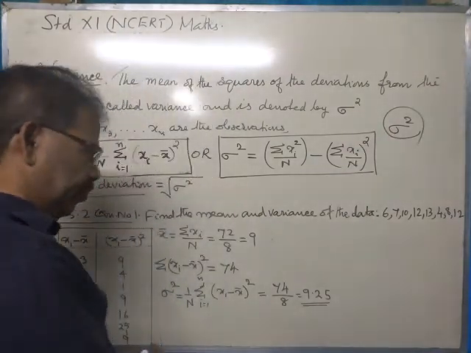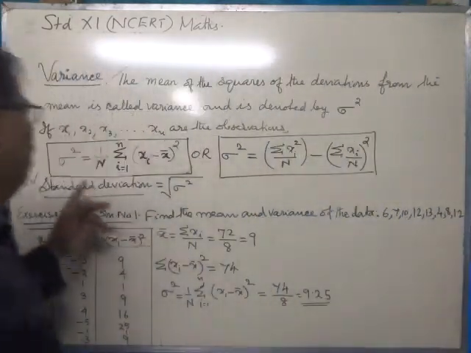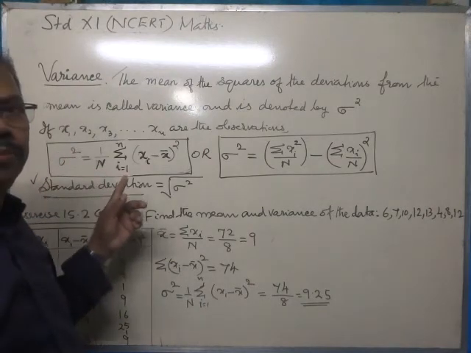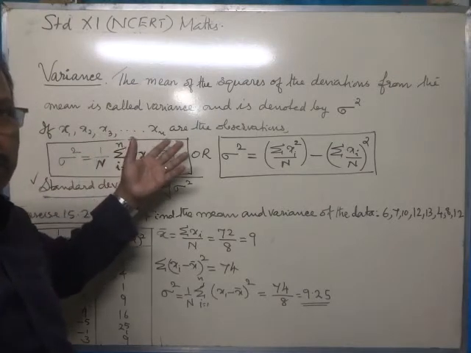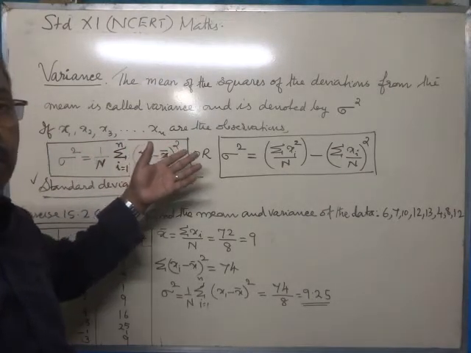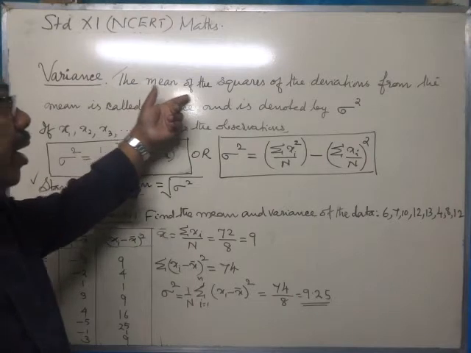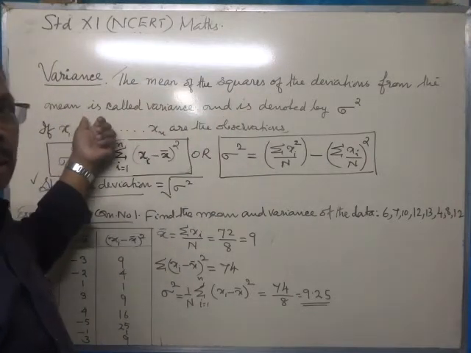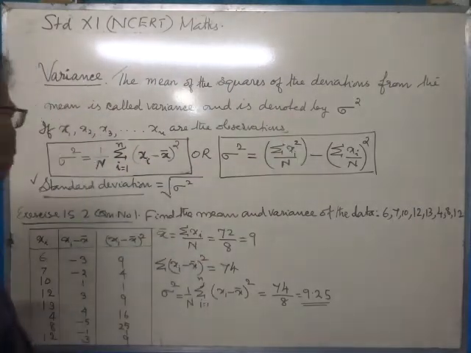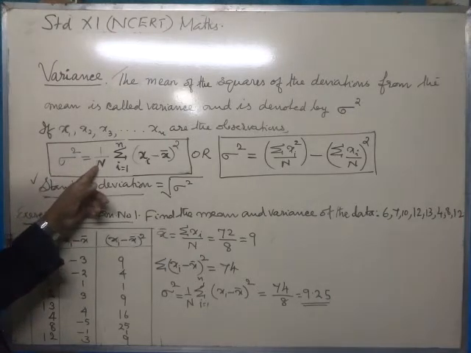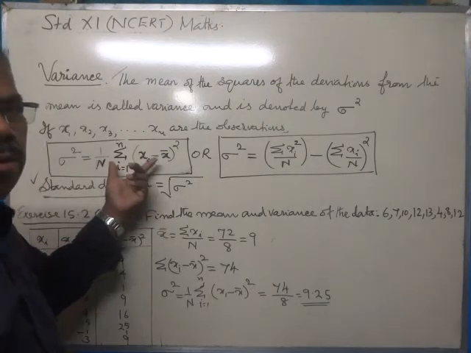Now consider some observations x1, x2, x3 up to xn. There are n observations. How to find the variance of those observations? Variance is defined to be the mean of the squares of the deviations from the mean, and it is denoted by sigma square. Now sigma square is equal to 1 by n into sigma i equal to 1 to n, xi minus x bar all square. This is the formula to be used.